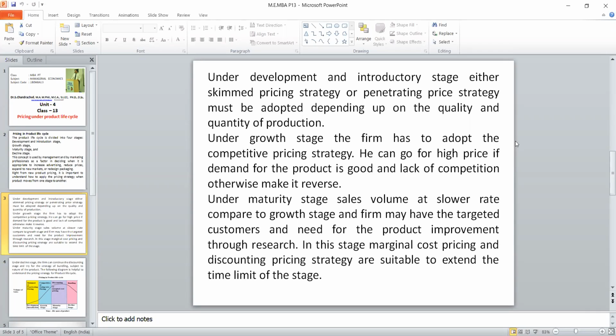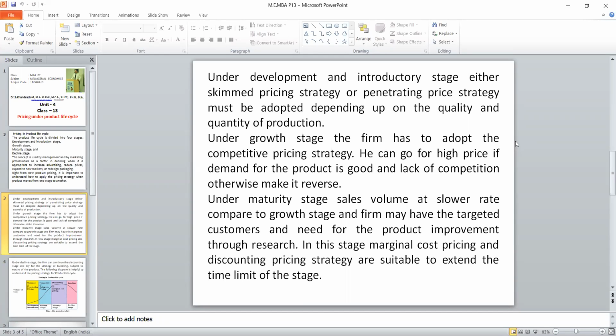We can increase or decrease the price based on your demand. Suppose there is a heavy demand for your product, even though competitive price is there, definitely you can increase the price. Suppose there's a less demand, you have to adjust accordingly.